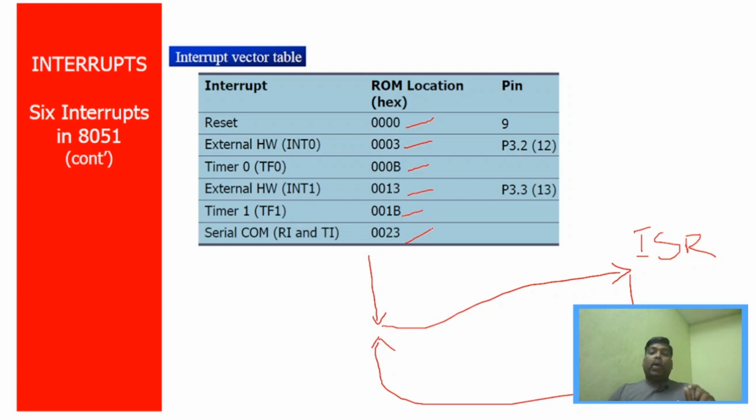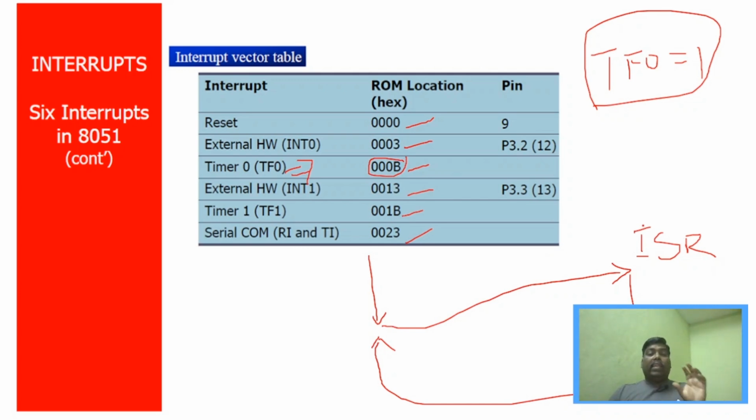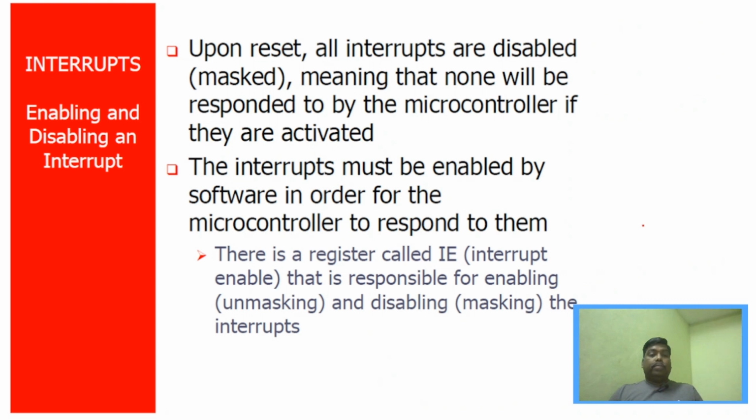Whenever the corresponding interrupt is generated, say for example, if the TF0 bit becomes 1, then the timer 0 interrupt is enabled, so this memory location will be activated. It will stop the main program, go to this particular memory location, execute the information in it, and then come back to the main program. This is the interrupt vector table which I mentioned in the previous video. Each and every interrupt has its own address location.